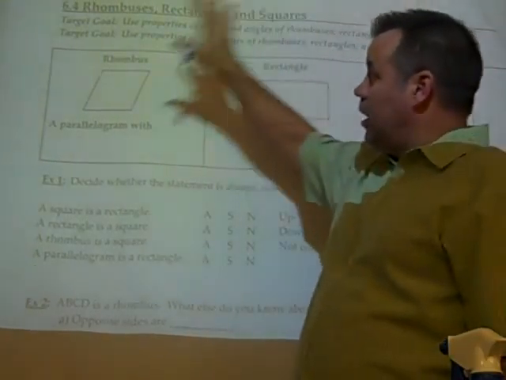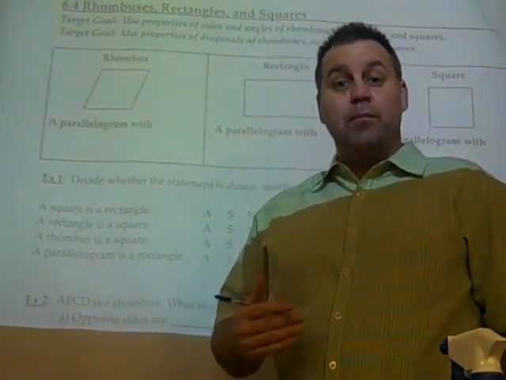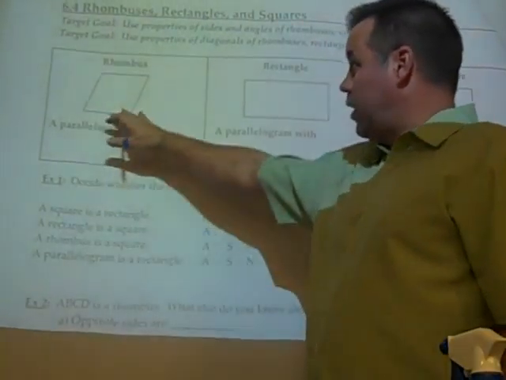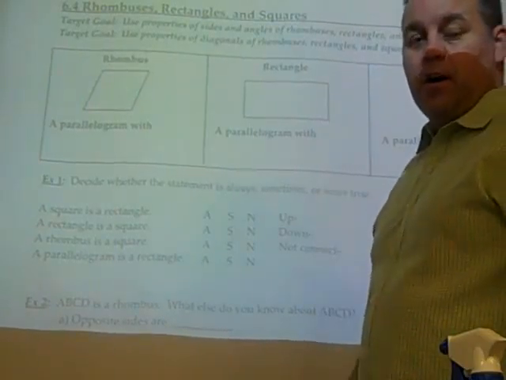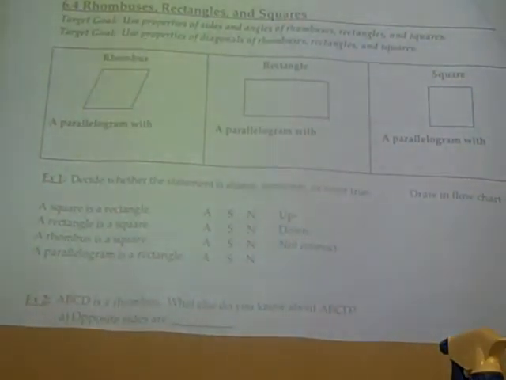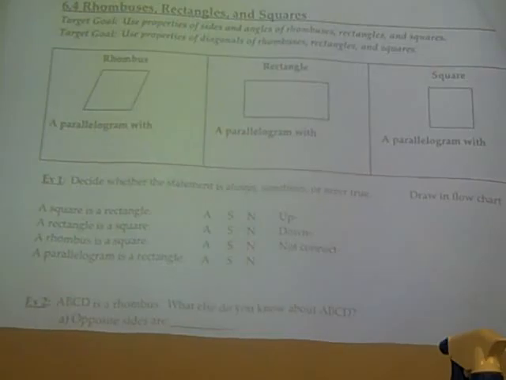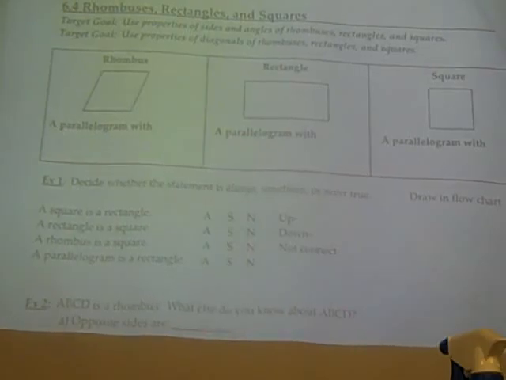As you're going to learn, the rhombus, the rectangle, and the square all have those same properties of a parallelogram. So all of these are types of parallelograms. I'm going to go ahead and write some notes down to show you a little bit of the differences between the types of parallelograms. First, we have a rhombus.